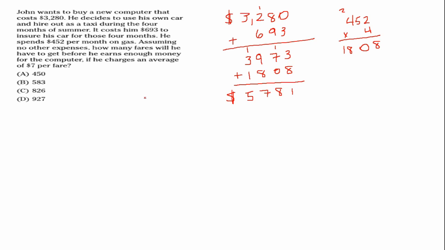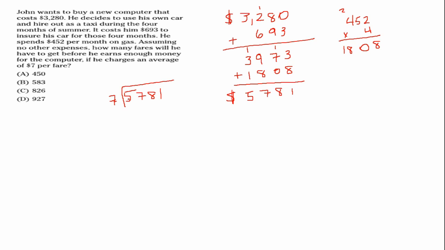We know he charges $7 per fare. So let's go ahead and do the long division to find out how many fares it's going to take for him to purchase the computer, including all the cost it takes him to earn the money. So we're going to do long division here. I'm going to do it slowly in case people haven't seen it in a while.